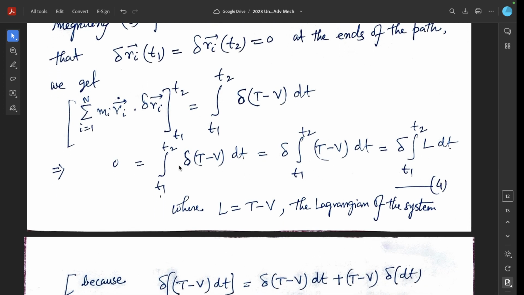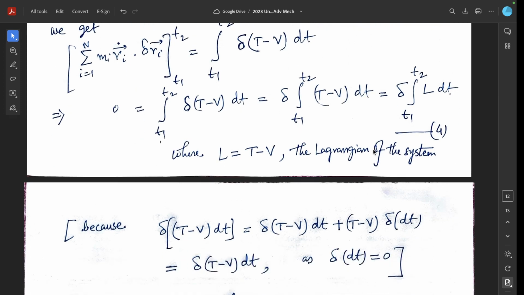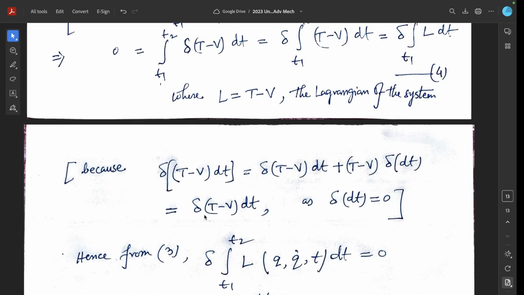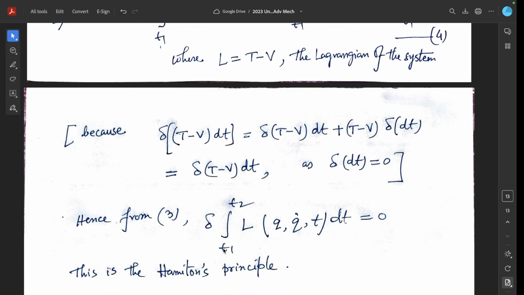Actually, the integral of delta (T minus V) dt equals delta of the integral of (T minus V) dt. Actually, this expression is delta (T minus V) dt equal to delta (T minus V) dt plus (T minus V) delta dt. Actually, there is no time variation, so this equals 0. So we get this. Hence, from 3, delta of the integral from t1 to t2 of L dt equals 0, and this is Hamilton's variational principle.